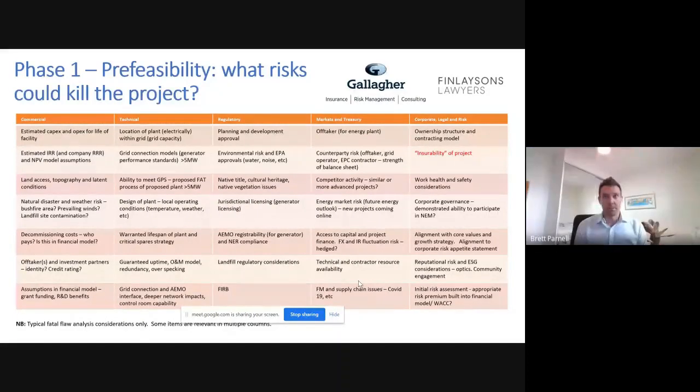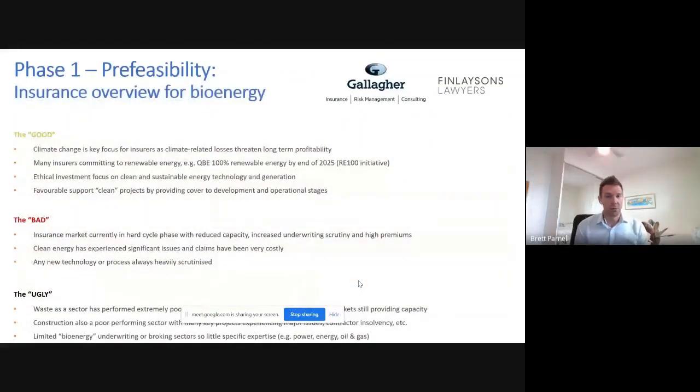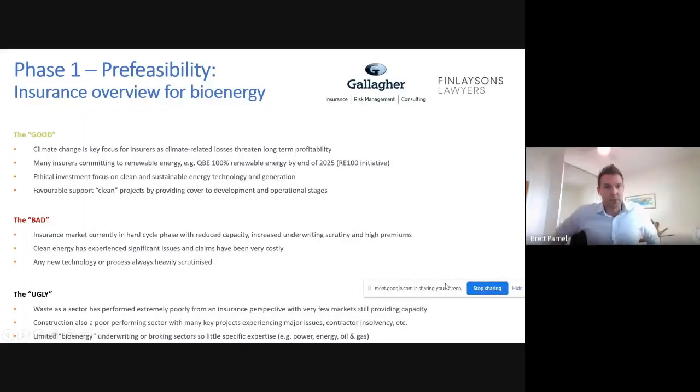If we just go to the next slide, thank you. So look, there's a number of insurance considerations for the bioenergy sector. The positive news is that the insurance market is supportive of your industry, and forward-looking insurance companies have been electing to withdraw from writing coal risks and fossil fuel risks, or have made a commitment to phase them out, given the proven contribution to greenhouse gases.